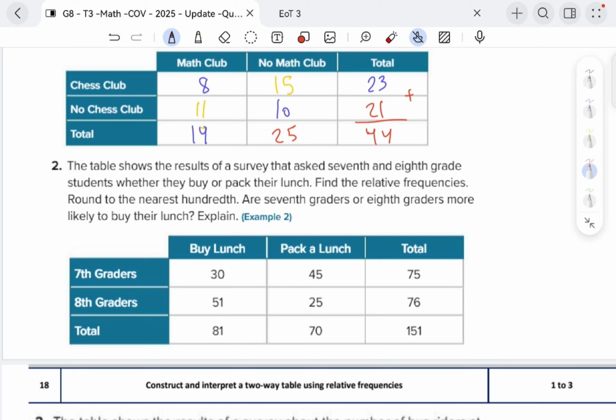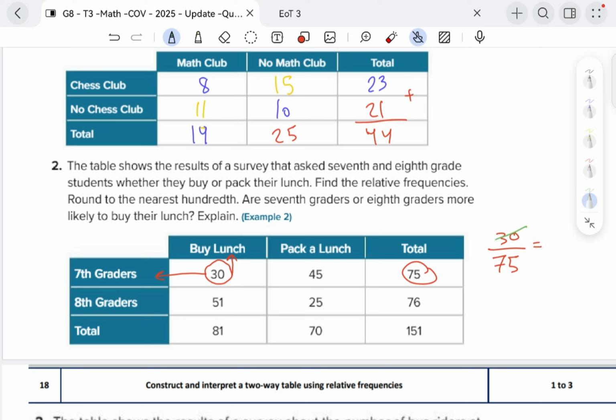they buy their lunches. To do that, here we have 30. 30 means we have 30 students in the 7th grade that buy their lunches. 30 out of 75 students in the 7th grade buy their lunches. To find the rate, the ratio, we're going to divide 30 by the total number of students in the 7th grade, which is 75. We're going to simplify.